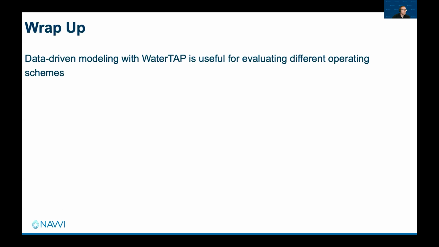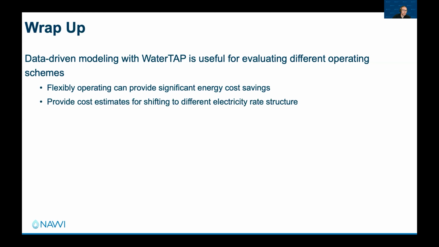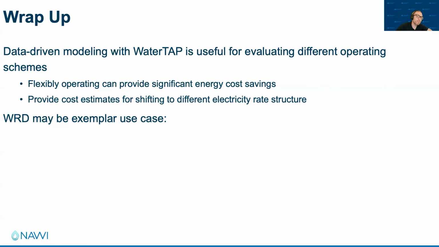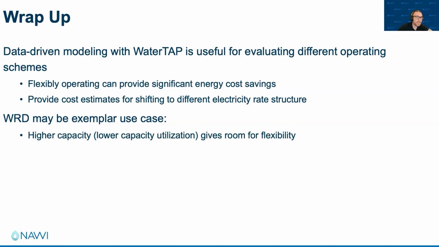Just to quickly wrap this up, using WaterTAP to create these data-driven models, creating surrogates, is super useful for evaluating different operating schemes. Like we just showed, you can provide significant energy cost savings by operating flexibly. WRD may be the best exemplar for flexible operations. First, like I said, they have a higher capacity than they need, so they have a little bit of room for flexibility. They can produce water whenever they want. They just know they need to produce 10,000 acre-feet per year, and can do it whenever it's cheapest.